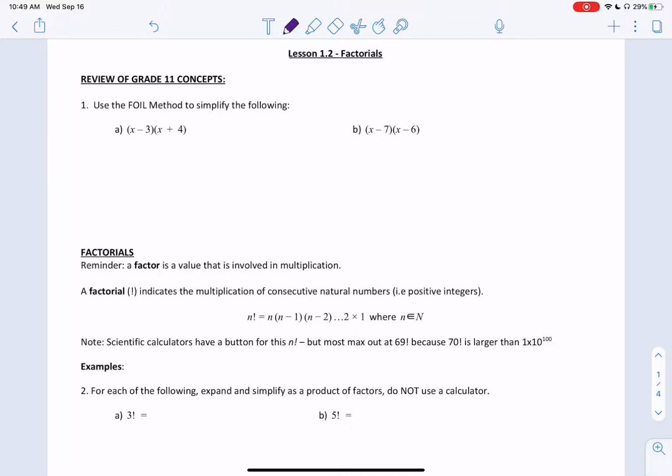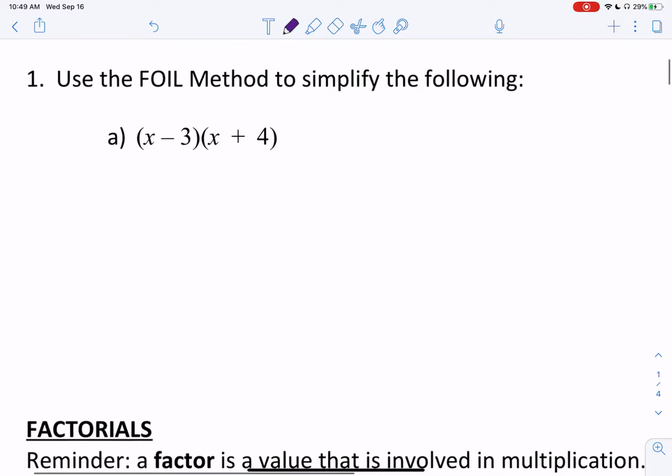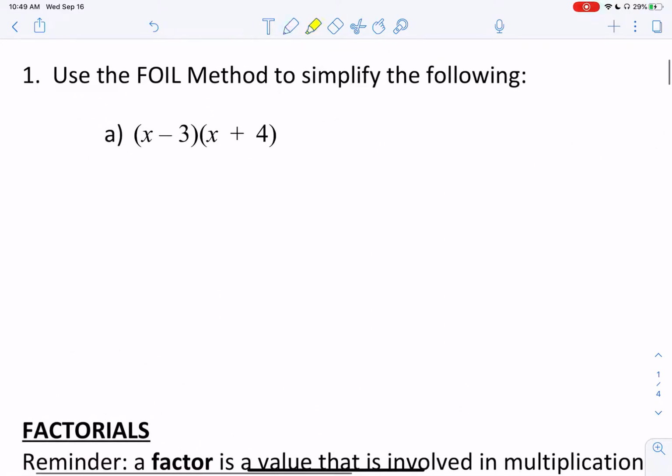For this lesson, we're going to be working on what are called factorials. So to get started, we're going to review one specific grade 11 concept that's going to be very important. So we're going to start by using the FOIL method to simplify these. And what we're going to do with our FOIL method is we're going to start by multiplying this one.